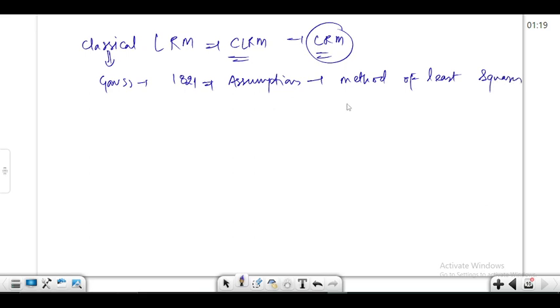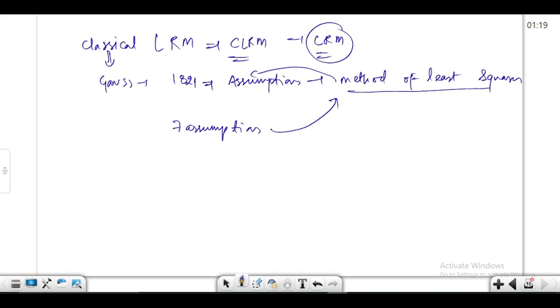There are seven assumptions that we follow, or that we assume, while estimating least squares, and that is why this model is called the classical linear regression model, because it's still based on the idea given by Gauss in 1821. There are other models which do not follow these assumptions, and they are not called the classical linear regression model.